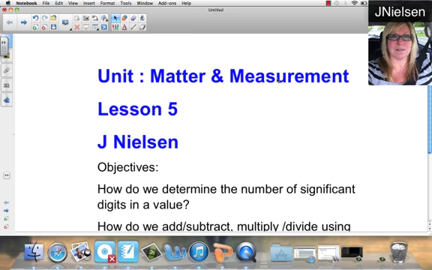Okay, this is Matter and Measurement, Lesson 5, and today we're going to talk about the difference between accuracy and precision, and we're going to talk about how we determine the number of significant digits in a value. I don't think we're going to get to adding, subtracting, multiplying, and dividing. We'll save that for our next lesson.